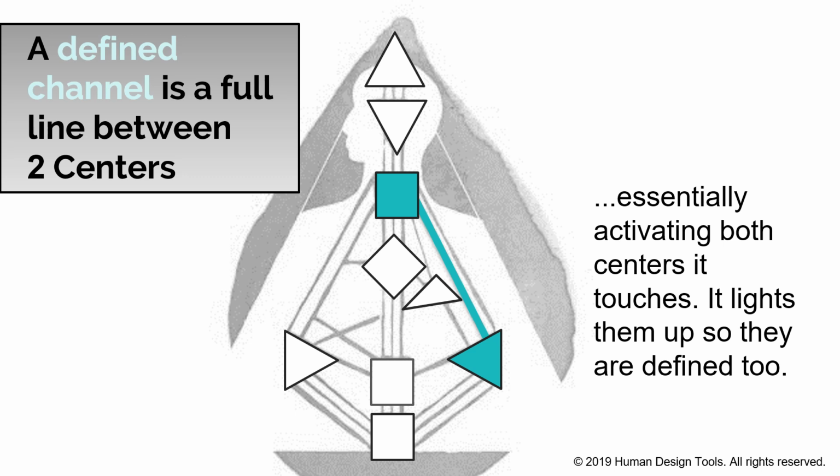A defined channel is just the full line between 2 centers. As you can see here, the square on the top is the throat center, and the triangle on the lower right is the emotional solar plexus, and that line between the two is called a defined channel. It essentially activates both centers that it touches. You can think of it as lighting them up so they're defined as well.